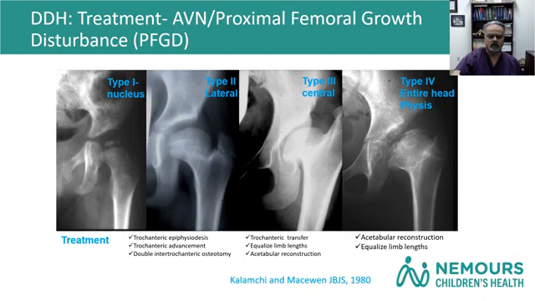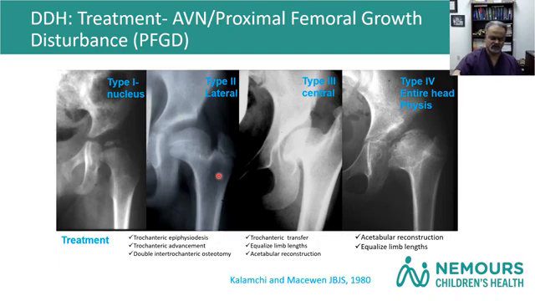A quick word on AVN, or proximal femoral growth disturbance. This has been classified by Kalamchi and MacEwen here at our institution as type 1, where there's only a small delay in ossification. Type 2 is where there is a growth disturbance mostly in the lateral portion of the head, and the head tips into valgus. So this is what we call caput valgum, and the valgus is through the head-neck junction. There oftentimes is some degree of either anterior or posterior tilt of the head at the same time.